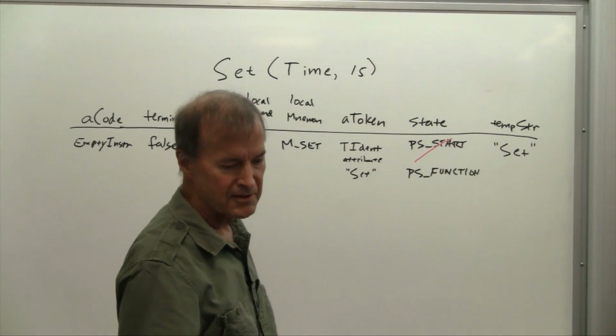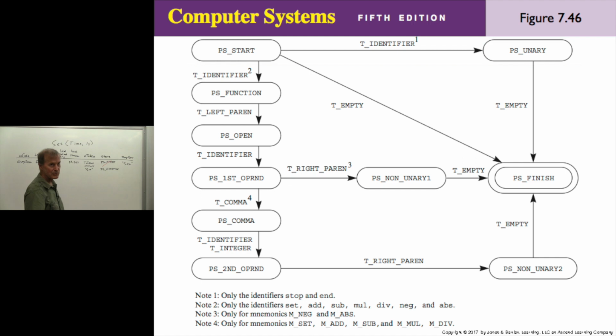Let's go back to our figure 7.46. So now you see we started at PS start, we did the T identifier, so now we are in PS function. Now I don't want to go through the code. It would take way too long, and the code's not on the slides. It's actually not in the book either. But if you want to take a look at the code, the entire code is available to you on the textbook website, book site. But let's just imagine what will happen.